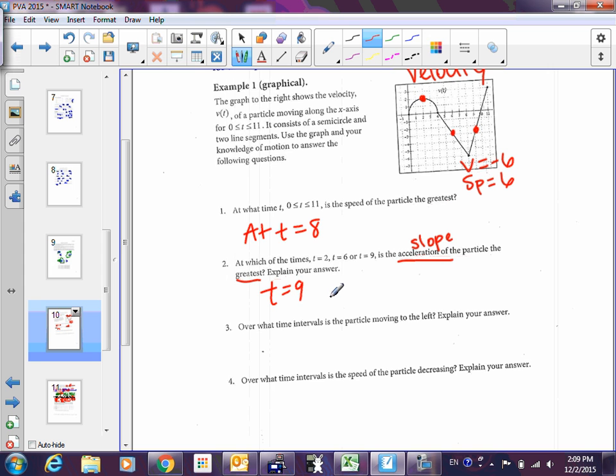It's not even just that it's the steepest, it has the biggest slope, because you do have to pay attention to sign here. Like if this segment in the middle had been steeper, that would have been a problem, because that's still a negative acceleration, so we couldn't have listed that as my answer.